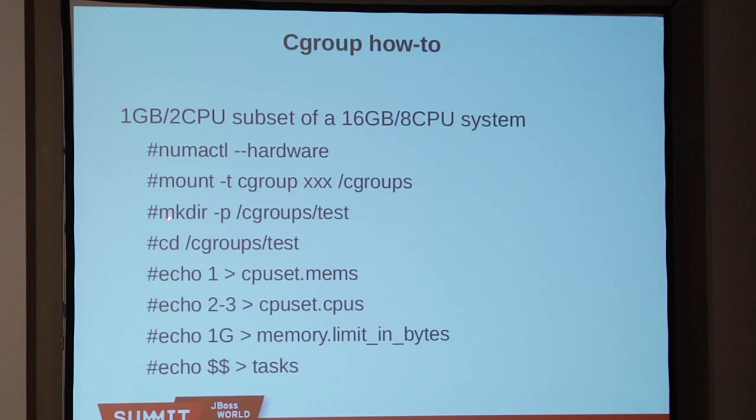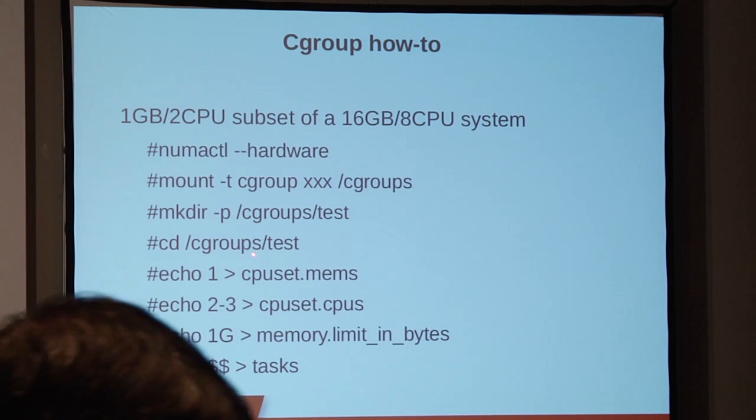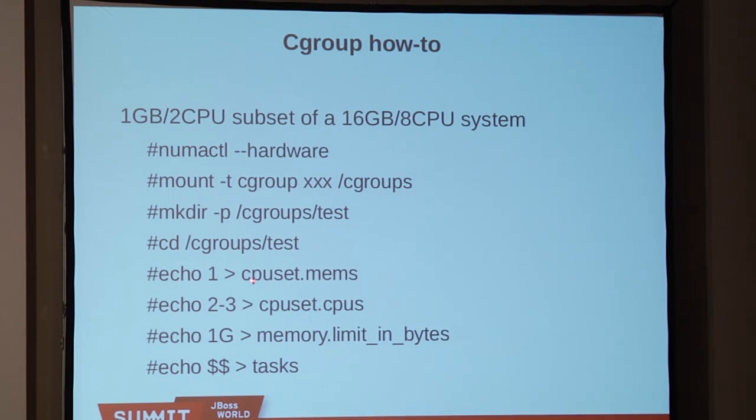So you mount the cgroups, or they're mounted by default now in 6.3. You create a test area. You cd into the area, and then you set up the memory nodes that you want to use, the CPUs that you want to use, and the limit in bytes of memory. And then you say, I want myself and my child processes to run in this new cgroup.